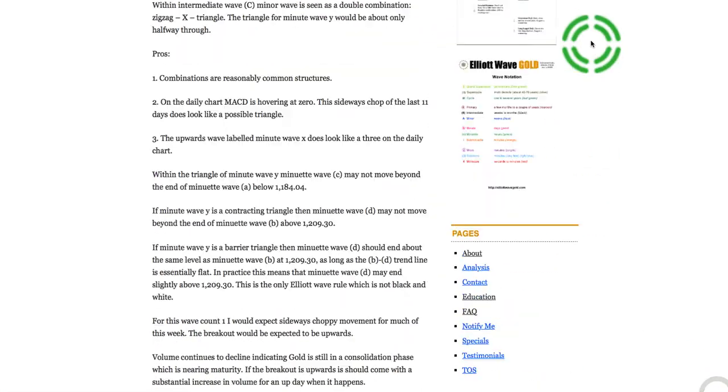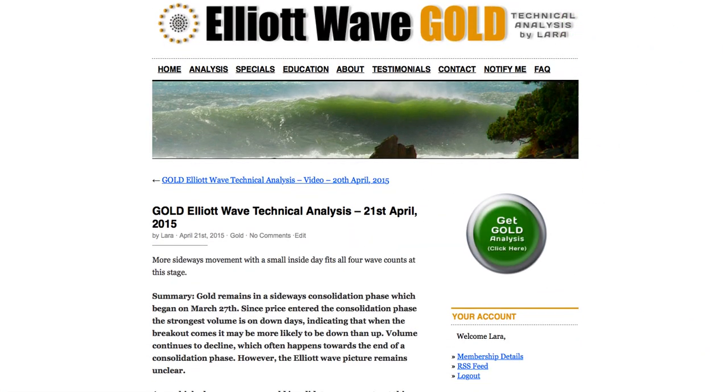So we're going to have to let price, volume and momentum tell us which of those four possibilities is right. I'm still expecting it's more likely the breakout will be downward. If I had to pick a winner, I'd have to pick wave count 4, although it has enough problems at this stage for me to not have confidence in it.